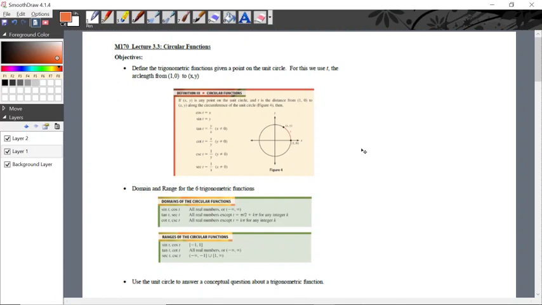For section 3.3, we'll be defining the trigonometric functions for the third time this semester. Right? So here's what we've had so far. All right, the trig functions defined.